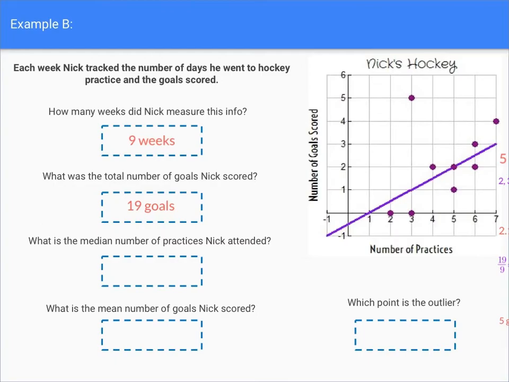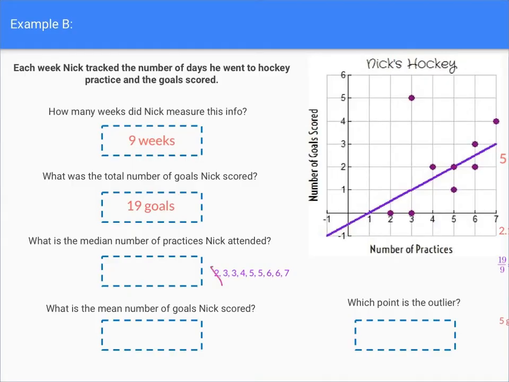What is the median number of practices that Nick attended? So again, in order to remember, or hopefully we remember how to find the median, but if we do not, in order to find the median, we need to line the numbers up from least to greatest. Okay, they have to be in order from least to greatest in order for this to work. So the least amount of practices that he attended was 2. The most amount of practices that he attended was 9. Then we're going to cross them off, heading from each side.